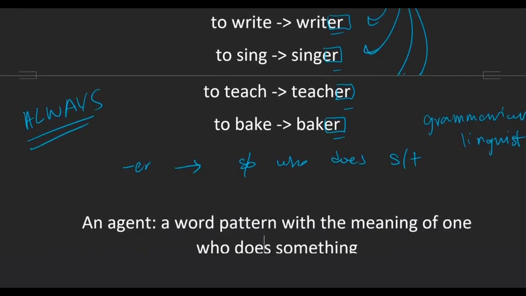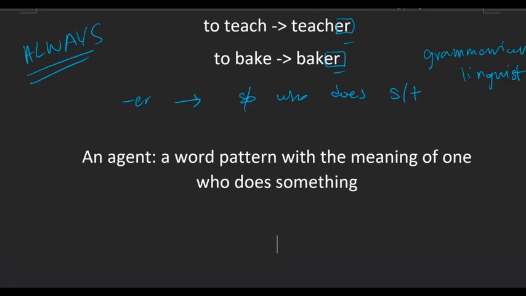All right. So the first word type that we're going to be studying, like we said, is called the agent. And the agent is the word pattern with the meaning of someone who does something. And then there are two patterns that the agent follows, so we'll be studying them one by one. All right. Sound good?